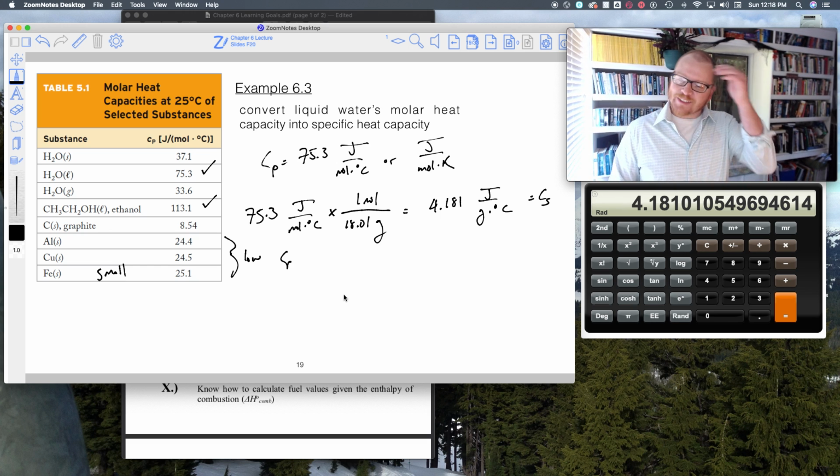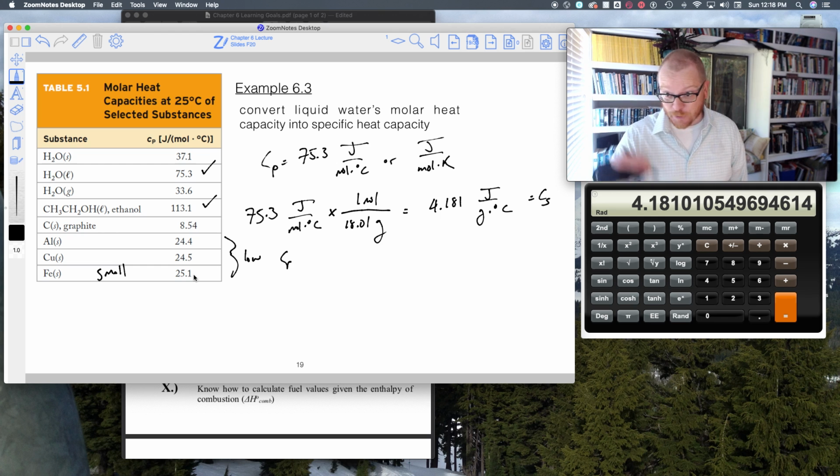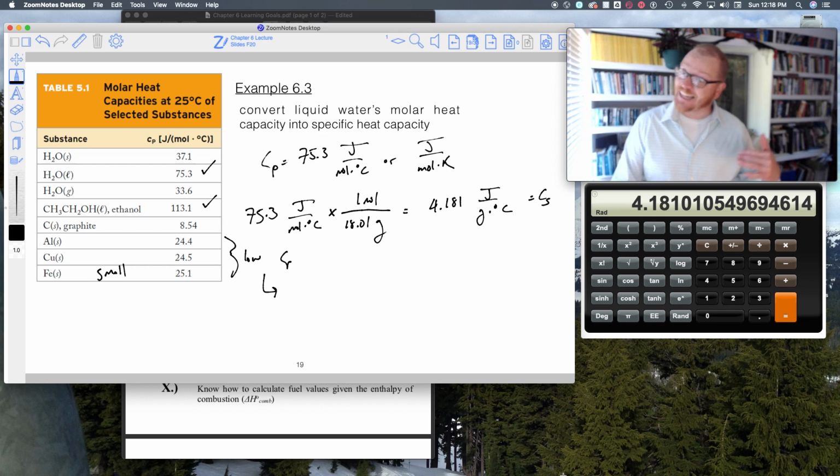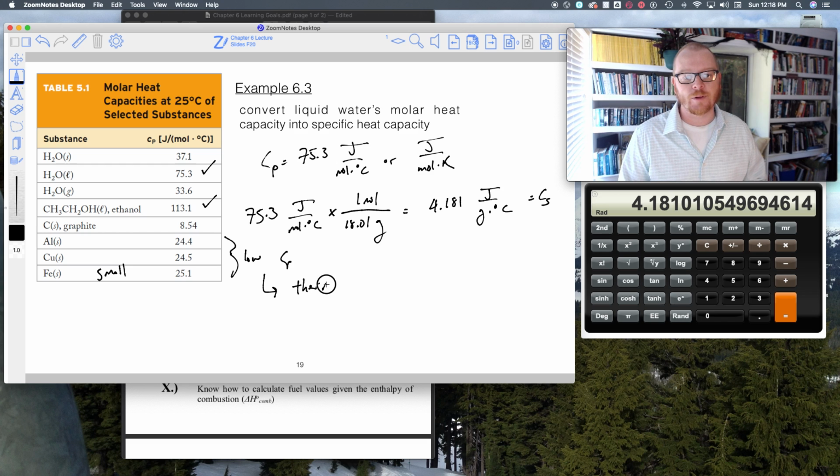Okay. Well, let's think about what this thing means again. For water, it takes 75.3 joules to heat 1 mole of water by 1 degree Celsius. But for iron, it takes 1/3 of that energy, right? For the same rise in temperature, for the same amount, 1 mole, it takes 3 times less energy. So what does that mean? Well, low heat capacities means it doesn't take a lot of energy to heat it up. So that means that they are very good thermal conductors. Okay? Which makes sense when you think about it.